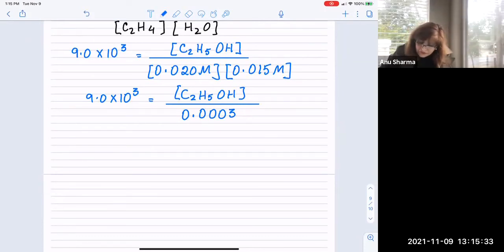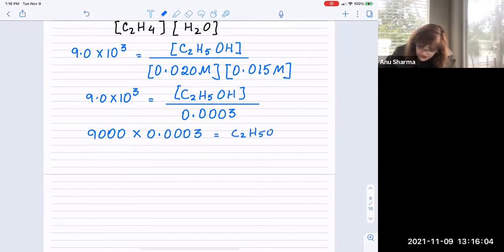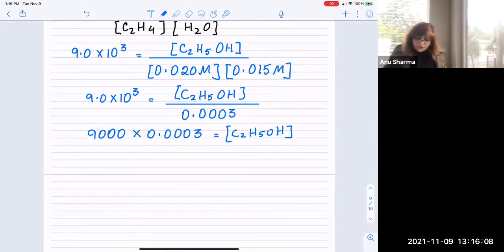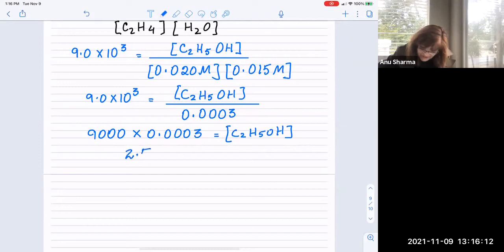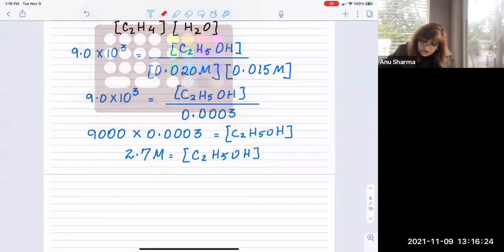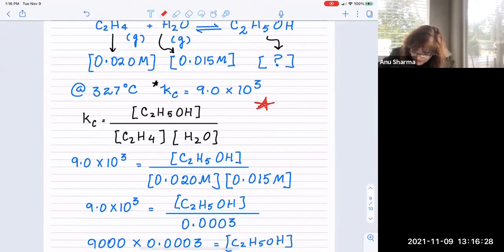Okay, next thing is we are going to find the concentration of C2H5OH by bringing in the like terms on one side. So in this case, let me just change 9 times 10 to the power 3 to 9,000, and you can do it on the calculator, whichever works for you. It's times 0.0003 is equal to C2H5OH, and that is the concentration of this guy. So when you multiply the two, you get 2.7 molar, and that is the concentration of C2H5OH.